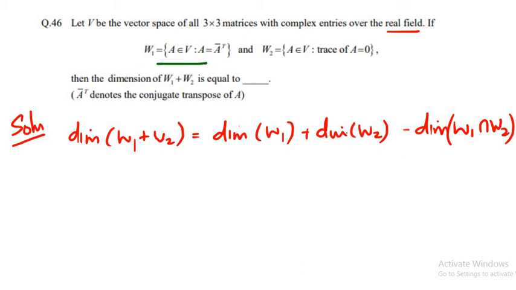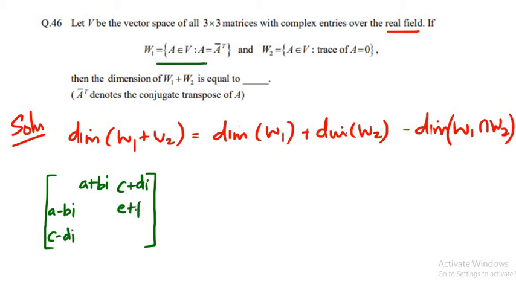If you consider W1, what kind of matrices do we have here? The set of all matrices for which A is equal to A transpose conjugate. So what kind of matrices will we have in this? If you have a complex entry a plus bi, then you'll have a minus bi in the symmetric position. Similarly, if you have c plus di here, then you'll have c minus di in this position, and e plus fi and e minus fi here.